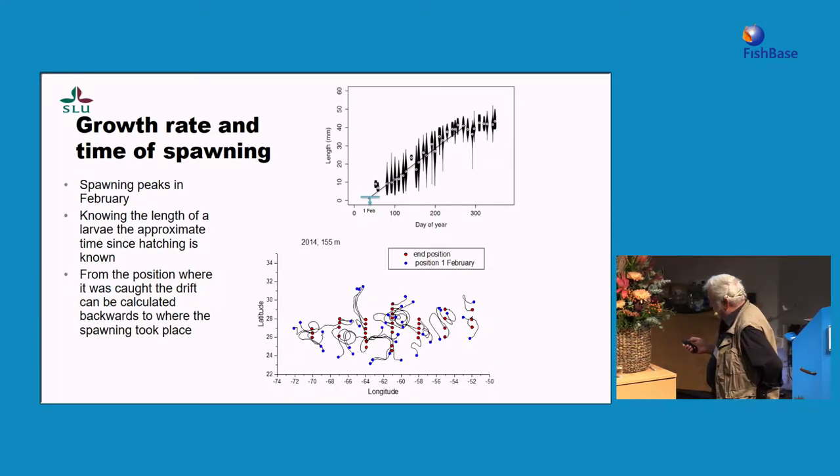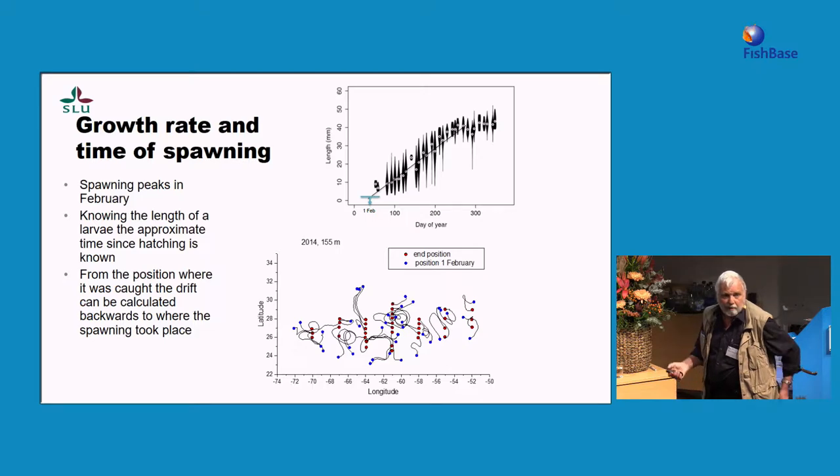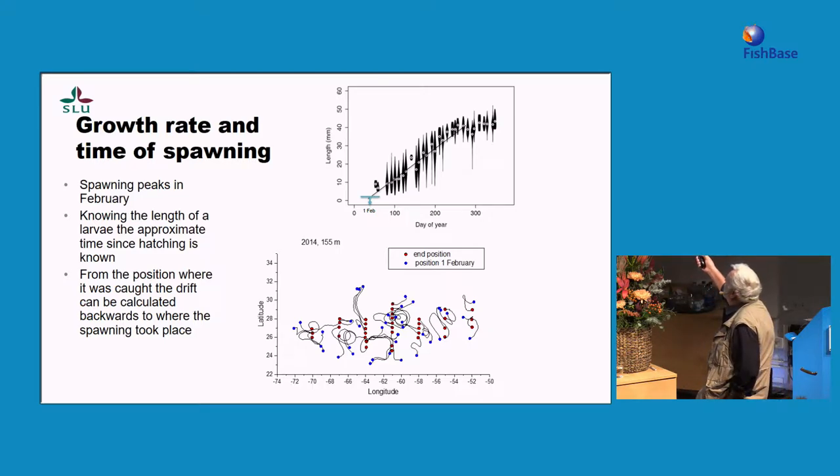I tried to look at it; the survey is in April or early May. Those are length measurements as a function of day of year, taken from a database of like 4,000 leptocephalus catches, mainly from Schmidt. And then you see that the hatching size on the regression line is in the beginning of February.